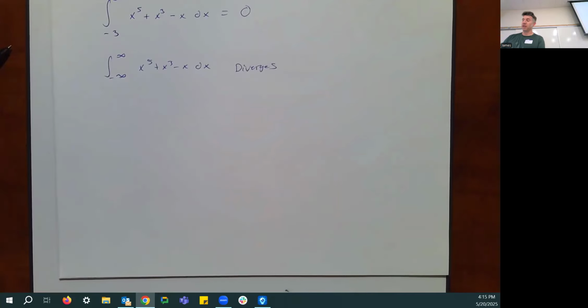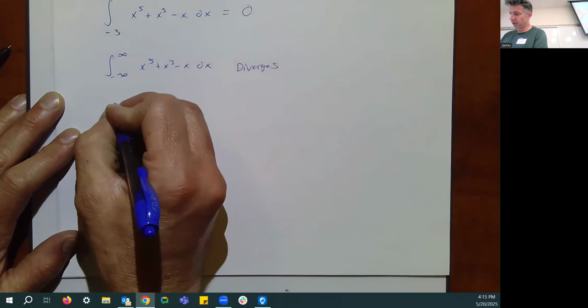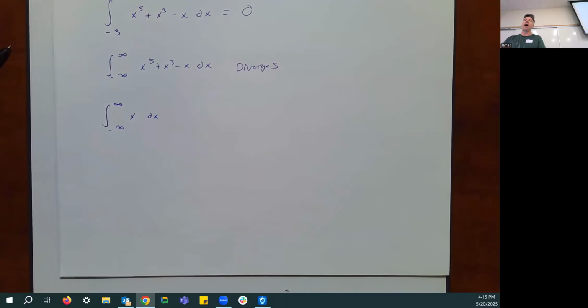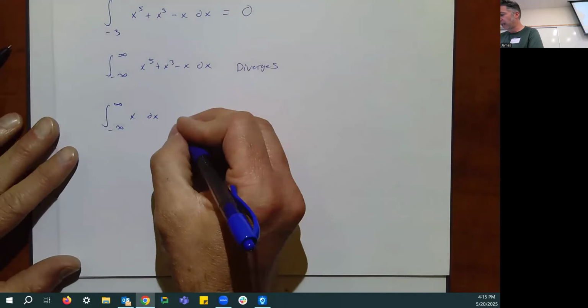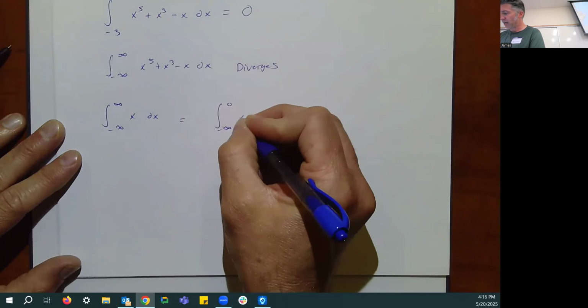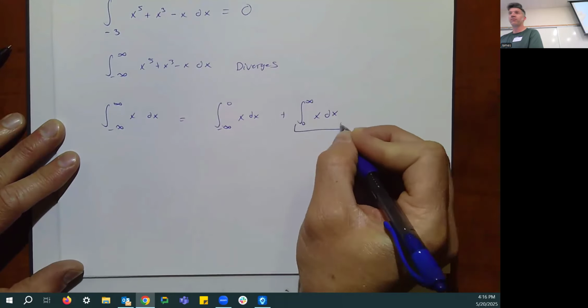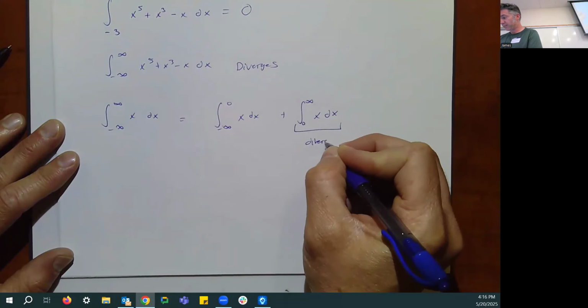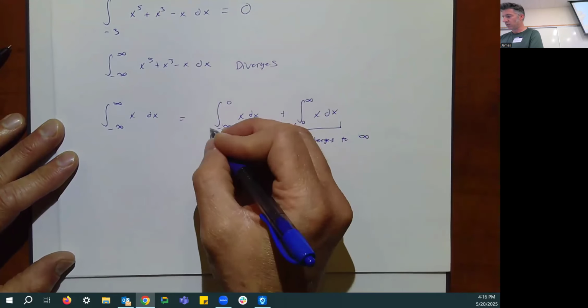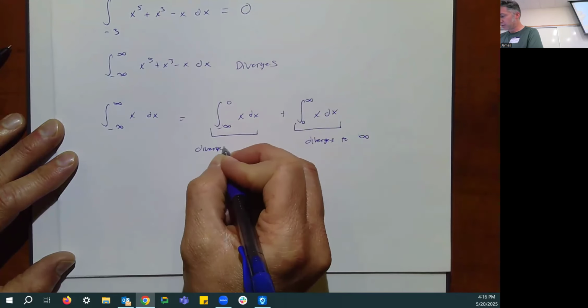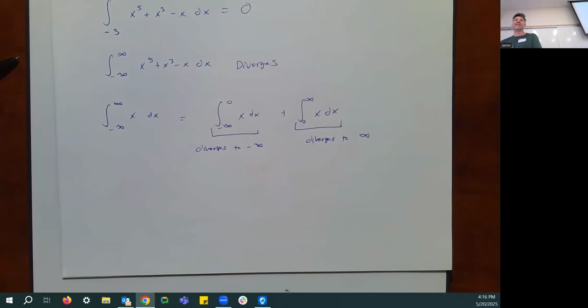You can look at an even more basic example. This integral from negative infinity to infinity of x dx. Well, here's the problem. You have to break it up. You have to write it as the integral from negative infinity to 0 of x plus the integral from 0 to infinity of x. And this integral for sure diverges to infinity. This integral for sure diverges to negative infinity. But we do not get to say that those infinities are exactly the same. So this whole thing just diverges. It's kind of disappointing. And I feel like some teachers have actually tried to say that it's equal to 0. That's not true.